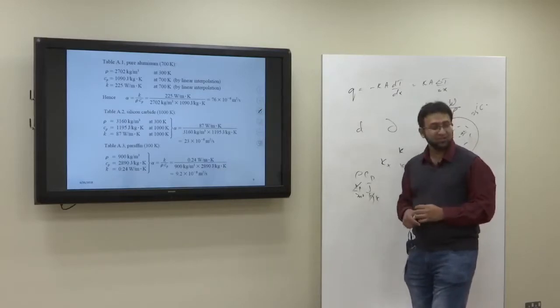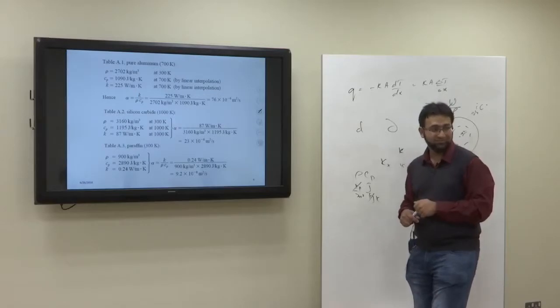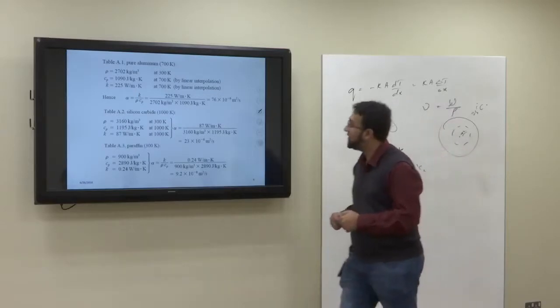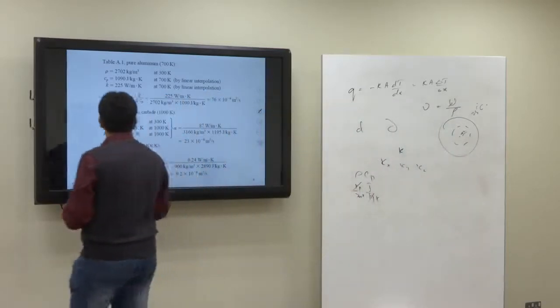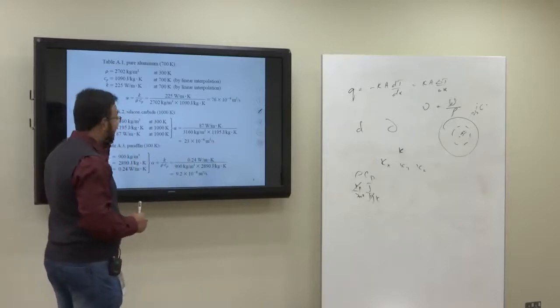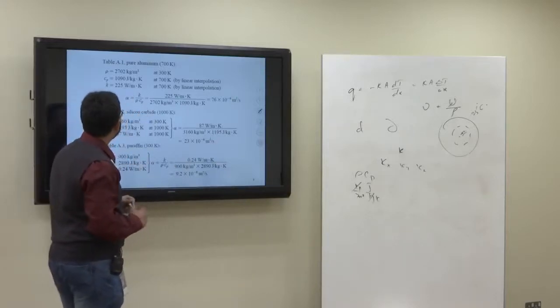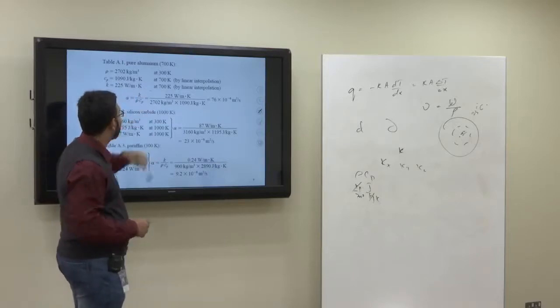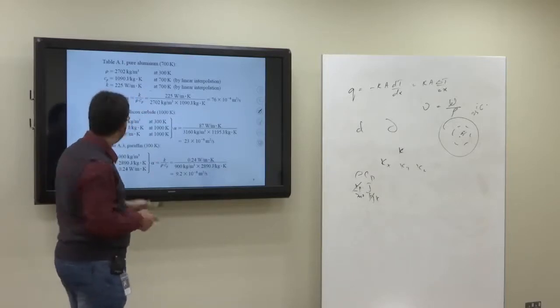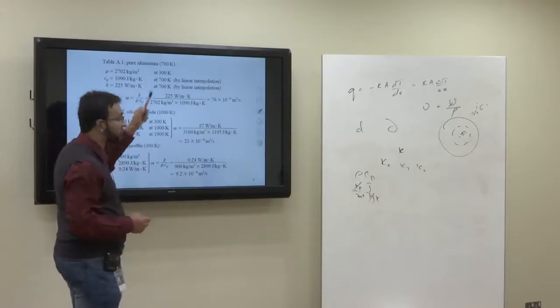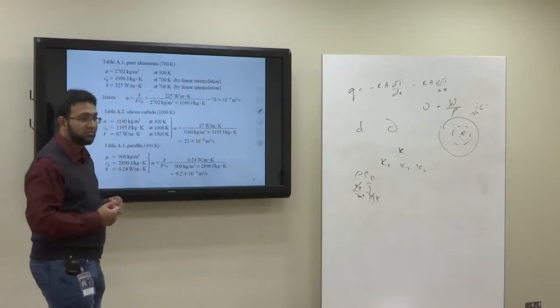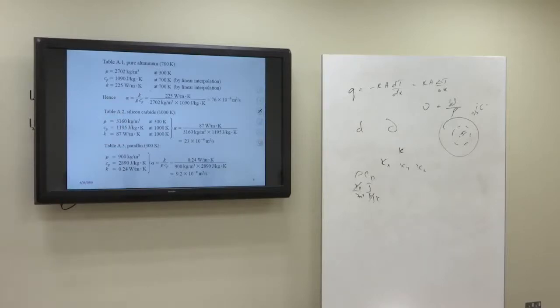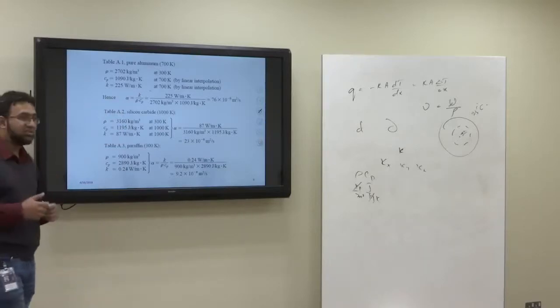Now there is interpolation, but there is one more thing important. If you see here, in order to find the values at 700 Kelvin for alpha, K upon rho Cp, they found Cp for 700 Kelvin, they found K for 700 Kelvin by interpolation, but they used the value of rho for 300 Kelvin. Because it's not given at 700.